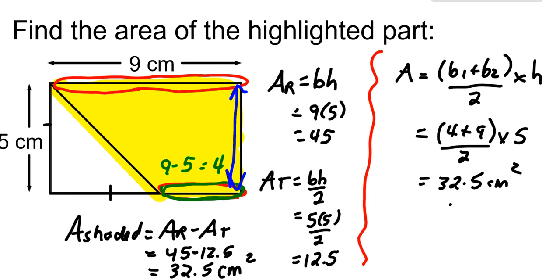Sometimes for the shaded region questions, you can't do a second option like this. It just so happened that the yellow part was a trapezoid, and so we could use the trapezoid formula, but sometimes that's not going to be the case, and you're going to have to use this strategy over here, which was area of a rectangle minus area of the triangle.